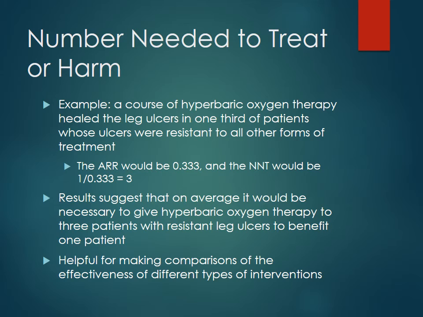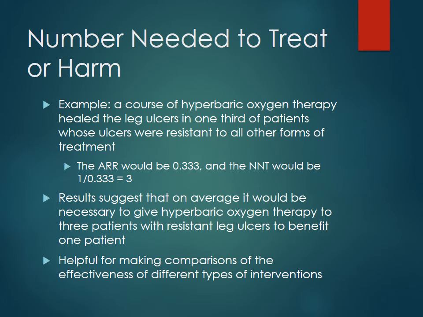And so in this case, say they developed an absolute risk reduction of, say, 0.333, and you were to take the reciprocal of that, the number needed to treat would be 3. And so what does that mean to you? That would mean that I would give hyperbaric oxygen therapy to 3 people. How many people would benefit from that? One, right? I would expect at least one to benefit from that.